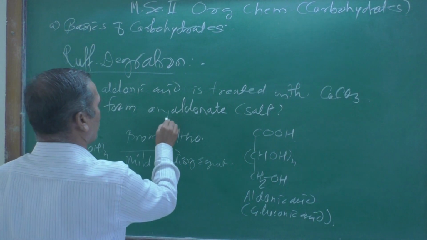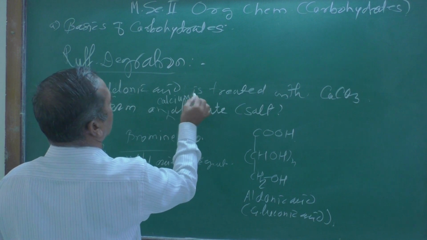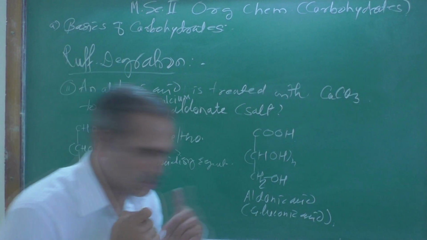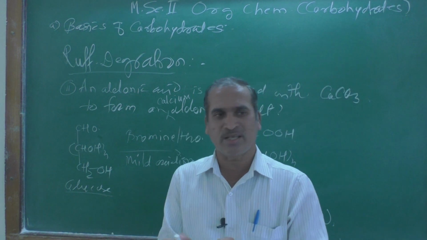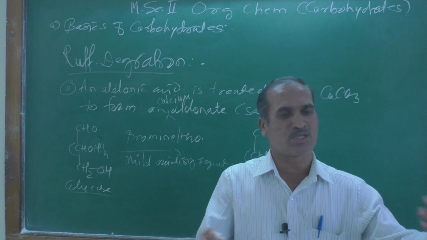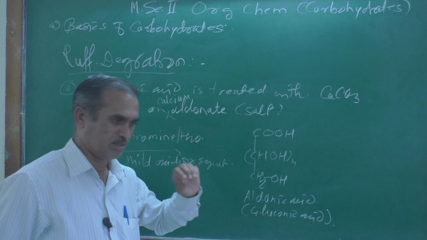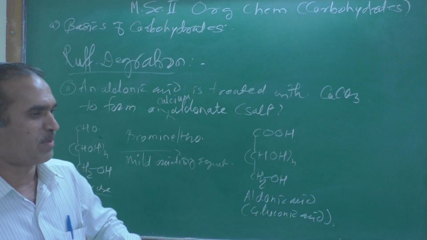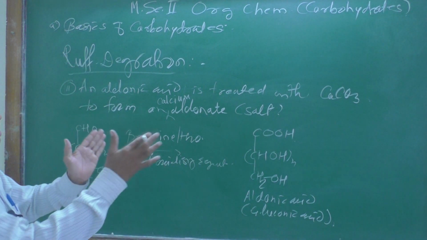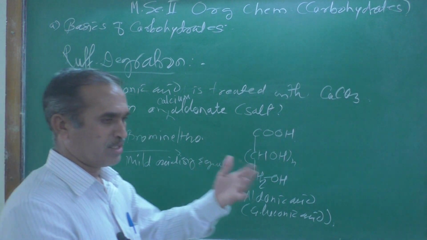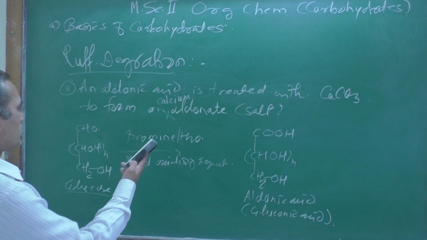Now here remember, calcium aldonate means the salt. Any acid if you treat with a base, the resulting compound obtained is known as a salt, as we know. This is a general reaction that takes place when an acid and a base react together, producing a salt.